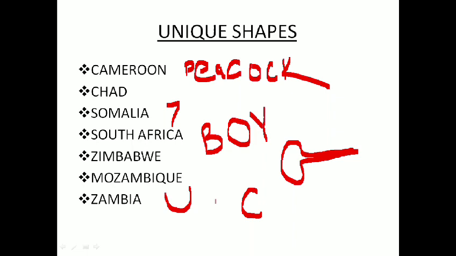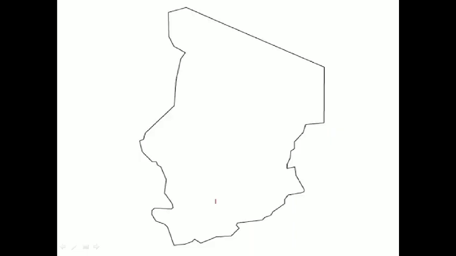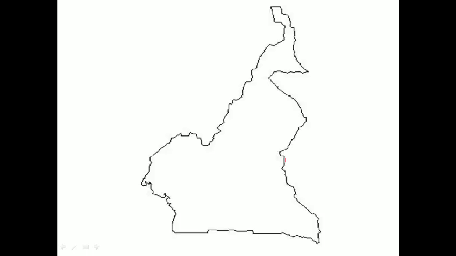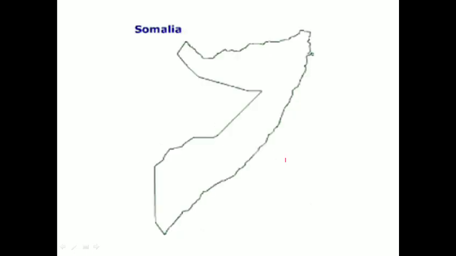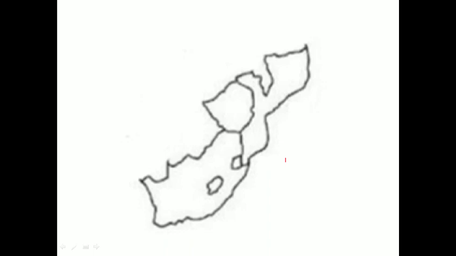Okay, now let's move. This is what I said Chad looks like. This is Cameroon, which I said looks like a peacock, maybe made up of stone. This is Somalia, which resembles 7. It is what I said boy.